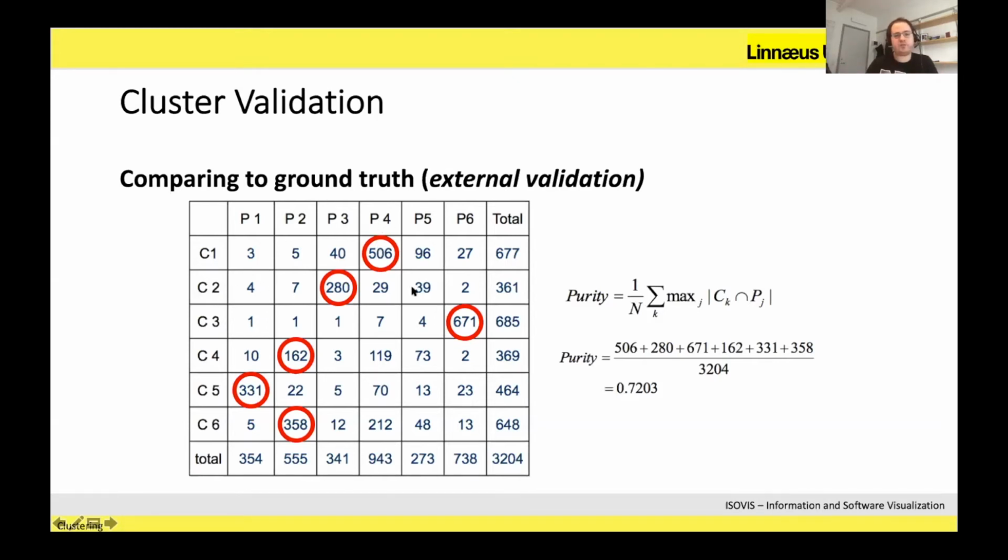And then you do the same for every cluster. Cluster 2 is connected to class 3, cluster 3 is connected to class 6, cluster 4 is connected to class 2, cluster 5 is connected to class 1. And when we come to cluster 6, you can see that it is again connected to class 1. So we have class number 5 here that has not been picked by any cluster.